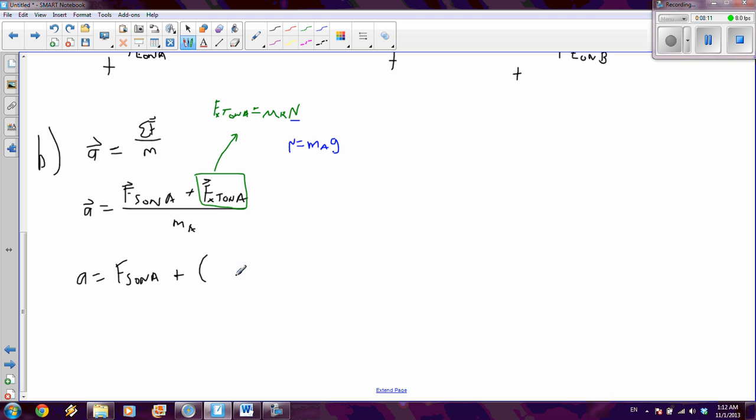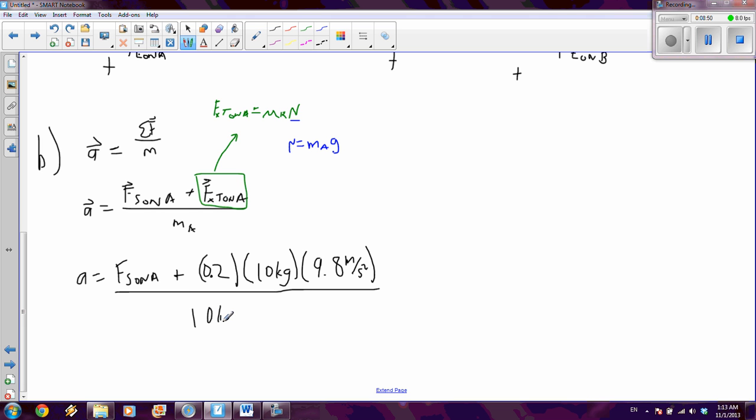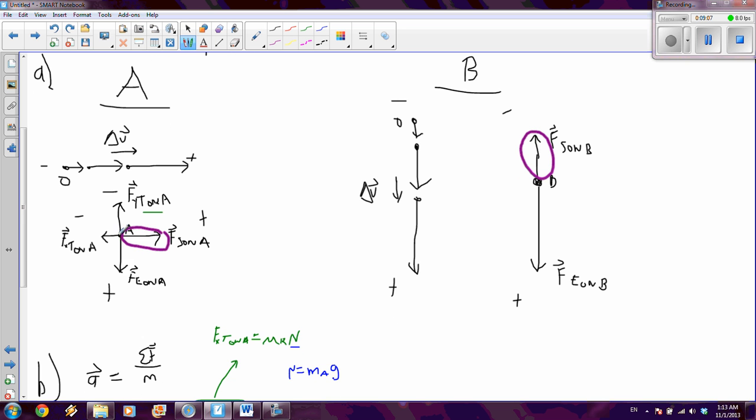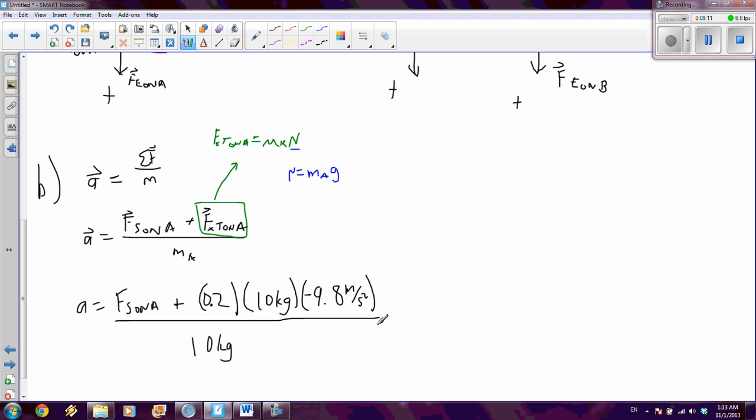So we have our numbers now. Friction coefficient, 0.2. We have the mass, which is 10 kilograms. And we have g, 9.8 meters per second squared, divided by the mass of our object, which we know to be 10 kilograms. Okay, and this 9.8 is negative, again, because the normal force is pointing in the upwards direction, but also our friction is pointing in the negative direction. So we would be assigning this as our negative force.